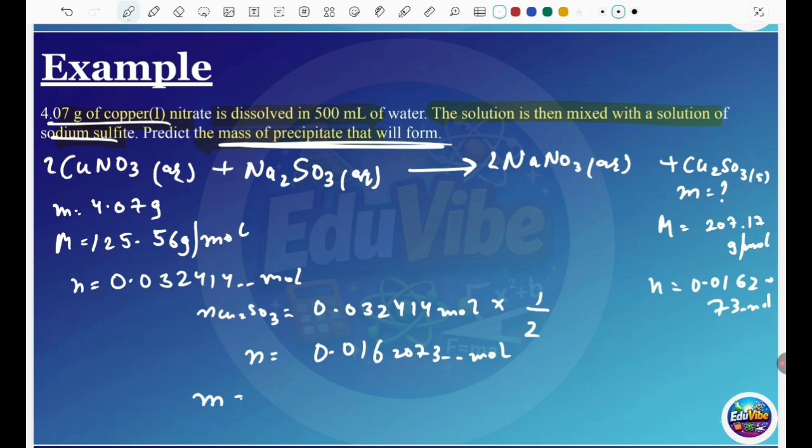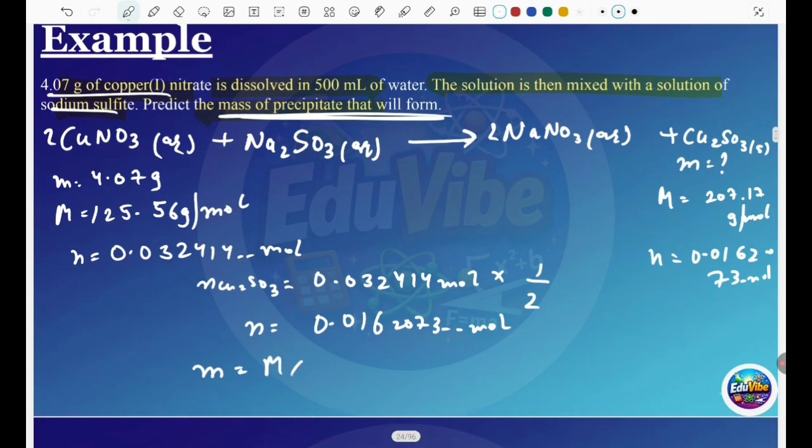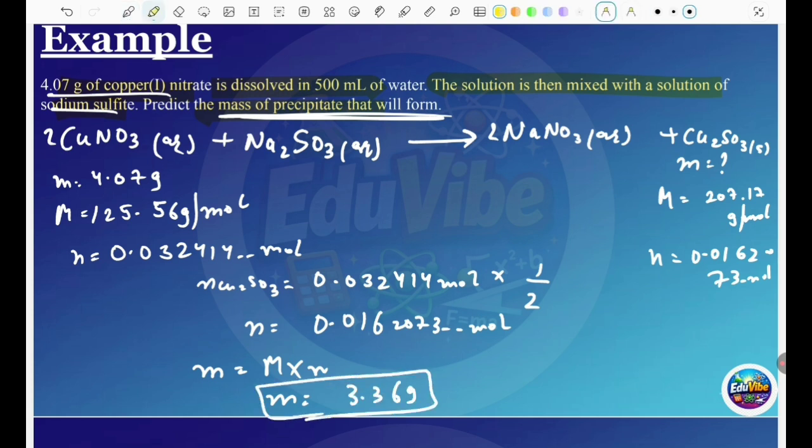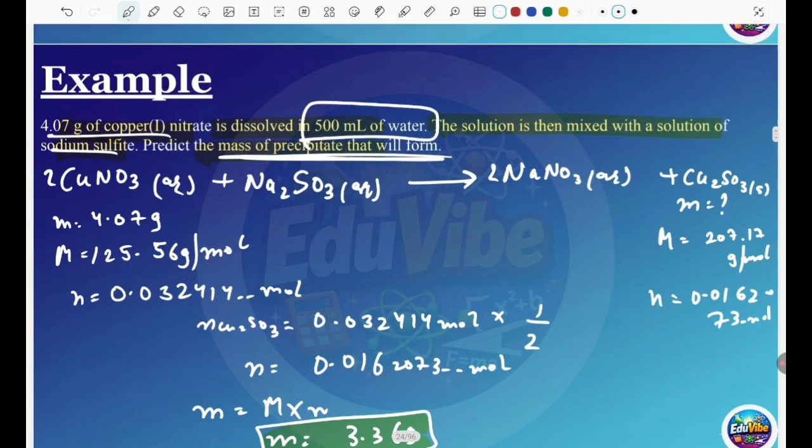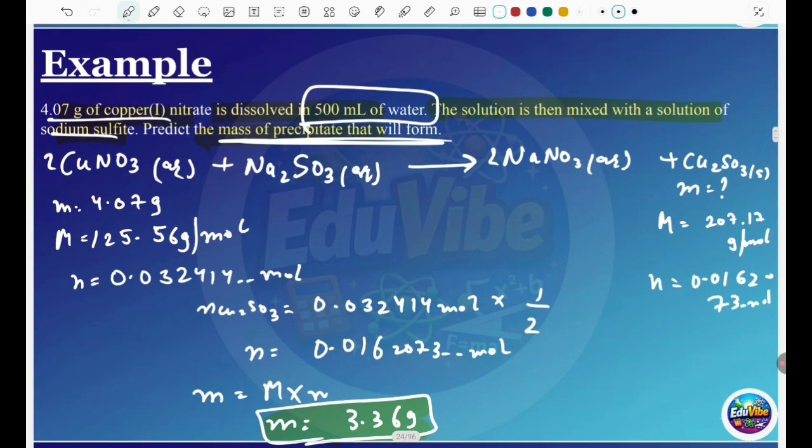So it's easy again, as we did in the previous one. Molar mass times the n. When you multiply these both, you will get 3.36 grams. And this is your mass for this. So they've given us the volume, but there's no role of this volume in this question. You just do the same thing as we did in the previous one. But the thing is that you have to complete this reaction first and find the precipitate. That's the key part in this.